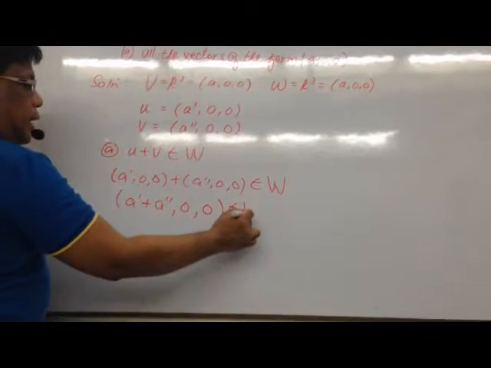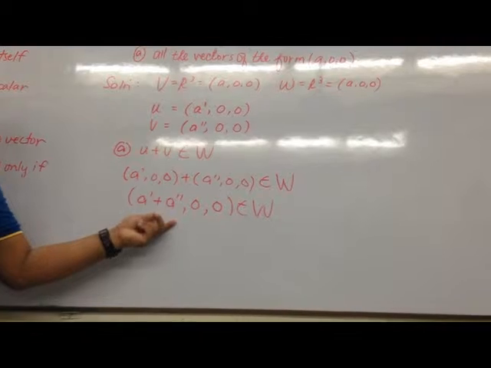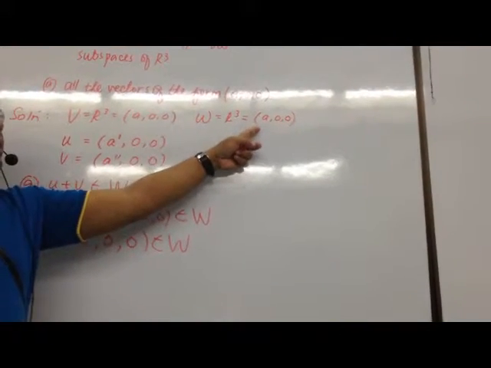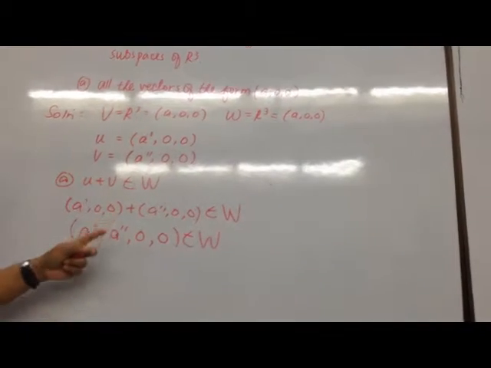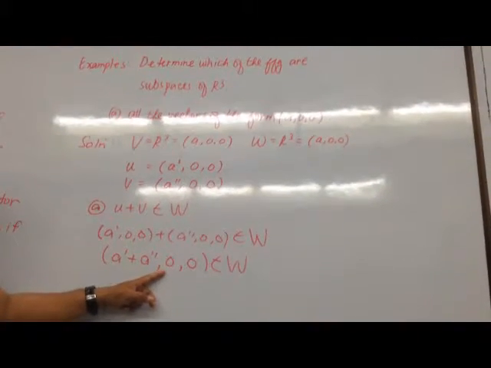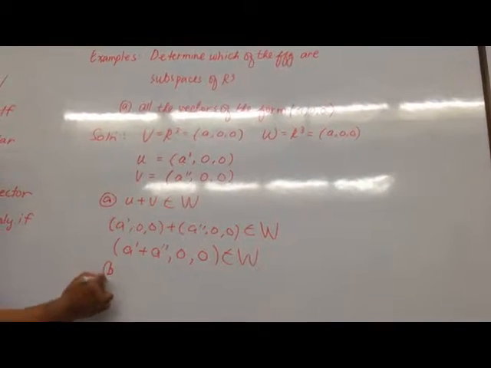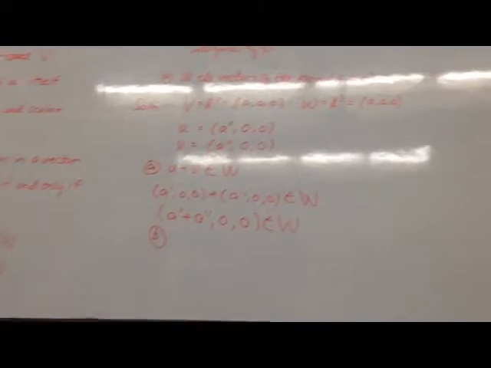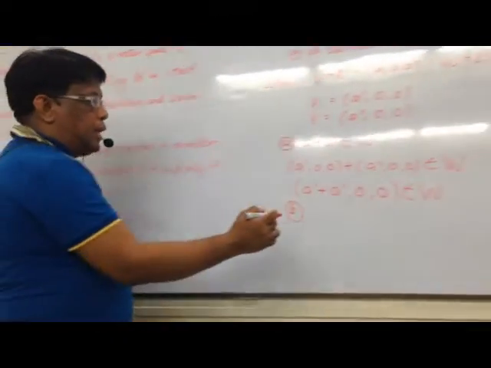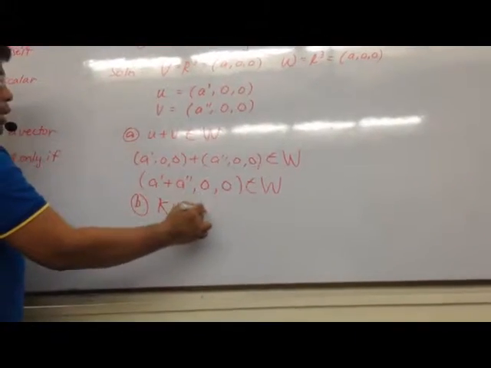Okay? So check now, class, if the resulting addition here is an element in W. Is it an element in W, class? Yes, because it contains three components, right? Which is the triple ordered form. Okay? Then we have, class, the second condition to satisfy, that is k times u is in W. So let us have that, class. So k times u is an element in W.